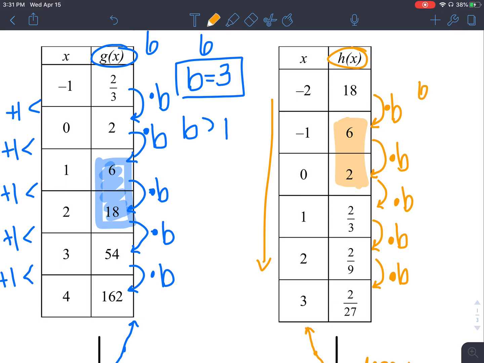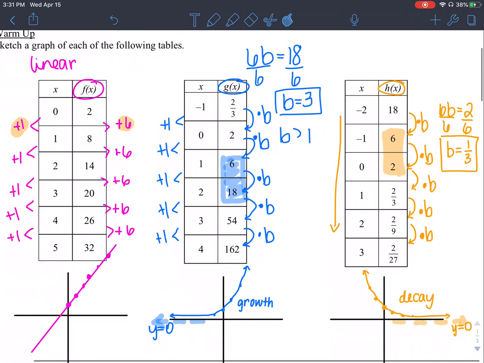So I know 6 times some number has to be 2. So I'm going to divide both sides by 6, and my base is 1/3. And then I can check: 2 times a third is 2/3, 2/3 times a third is 2/9, and then times 1/3 is 2/27. And since that value is smaller than 1, I can confirm that in fact it was a decay.